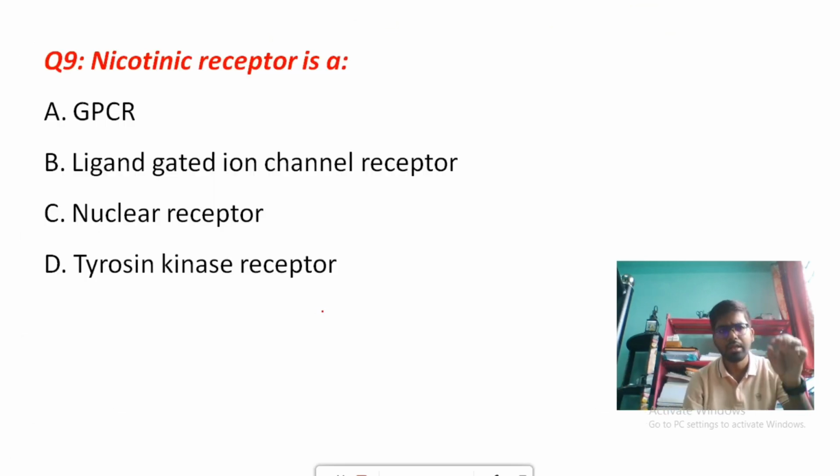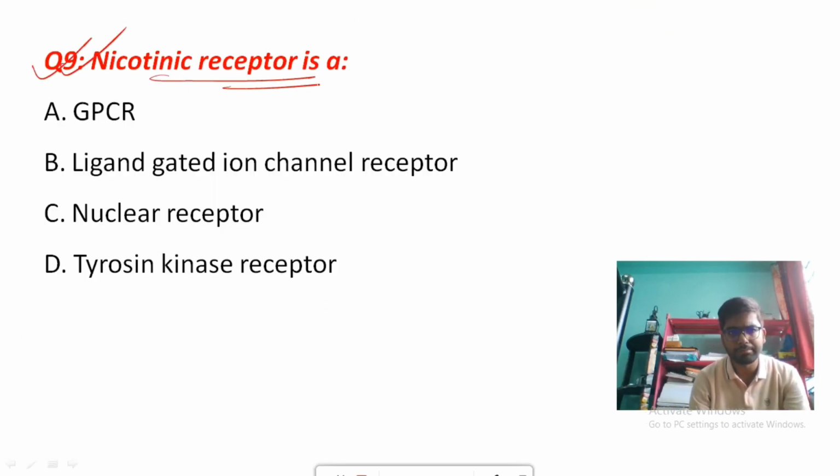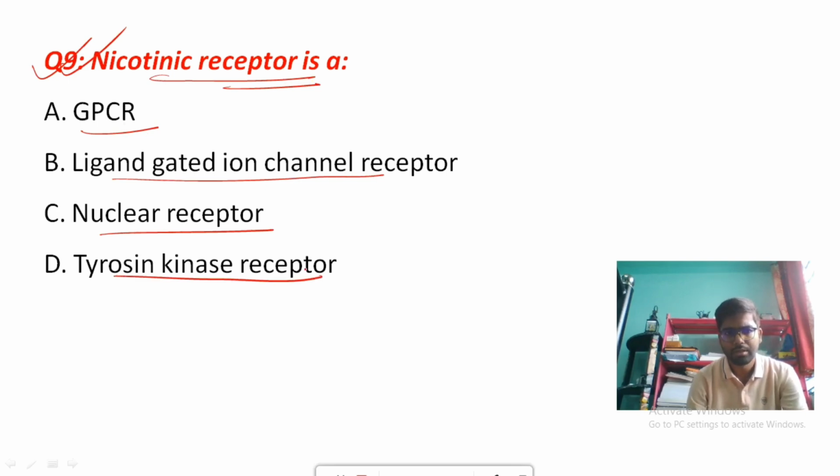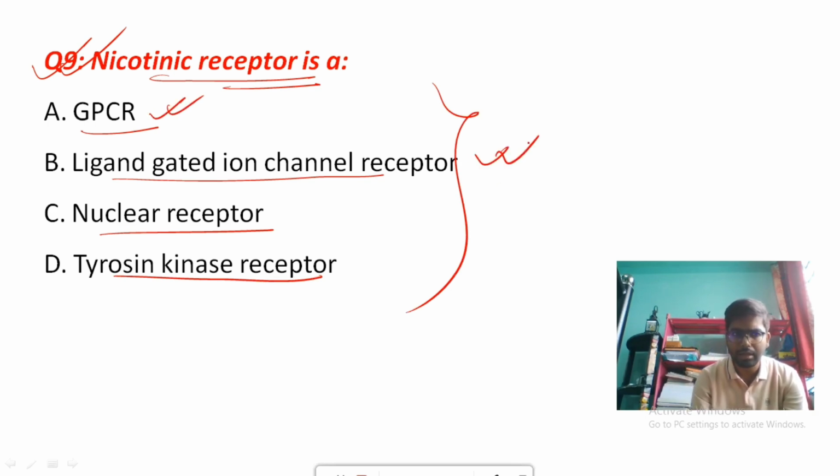Okay, then coming to the ninth question, nicotinic receptor. See, nicotinic receptor is a... options are GPCR, ligand gated ion channel receptor, nuclear receptor, tyrosine kinase receptor. See देखो, रिसेप्टर जो होता है ना, टोटल 4 टाइप्स का रिसेप्टर होता है हमारे बॉडी में, ठीक है. GPCR और G protein coupled receptor is there, ligand gated ion channel receptor is there, nuclear receptor is there, and enzyme linked receptor is there. Okay, tyrosine kinase receptor is a type of enzyme linked receptor.